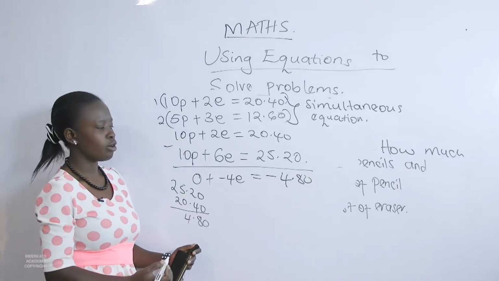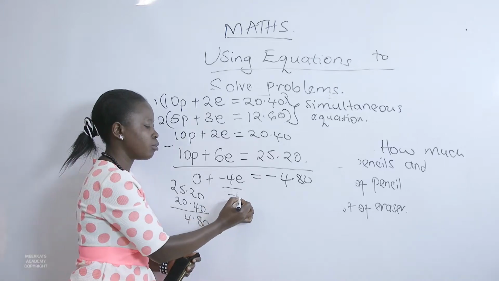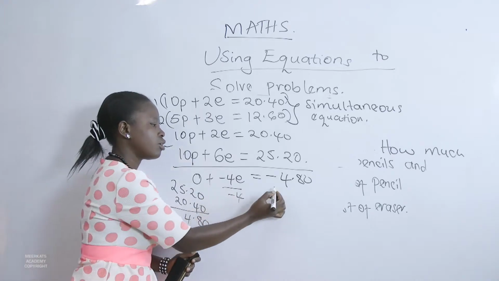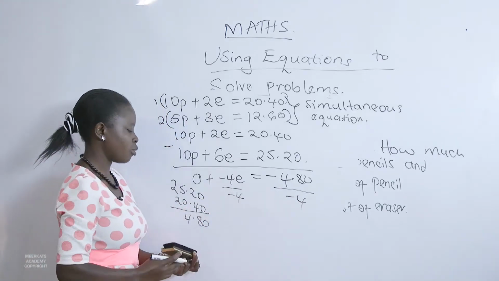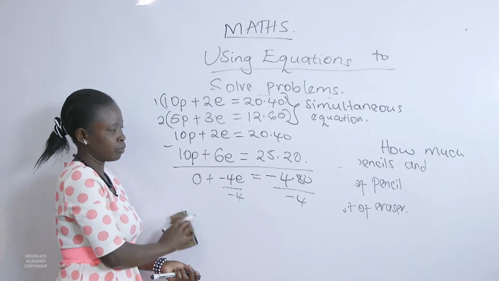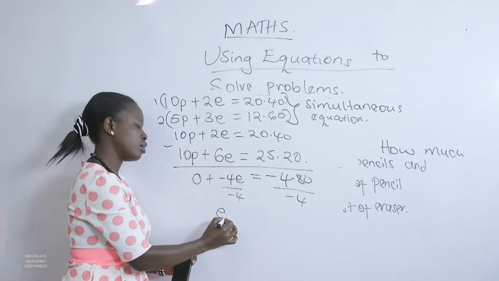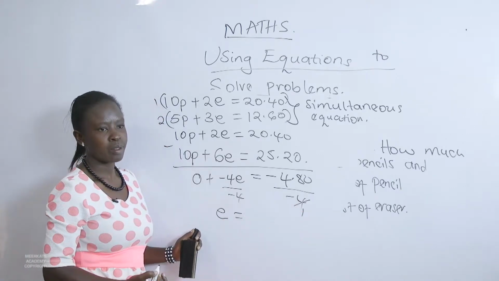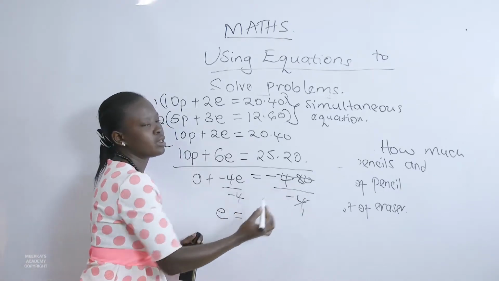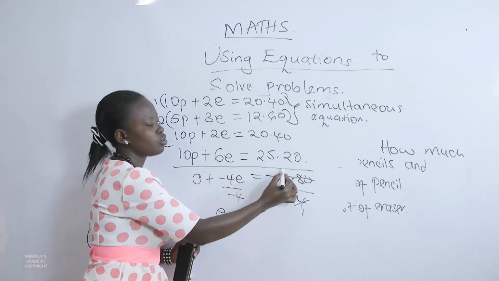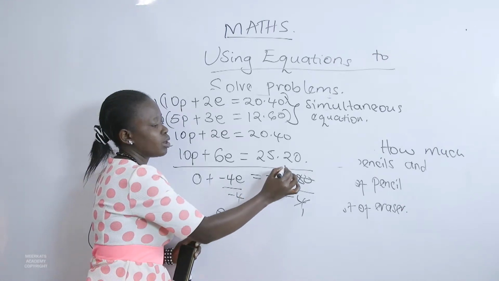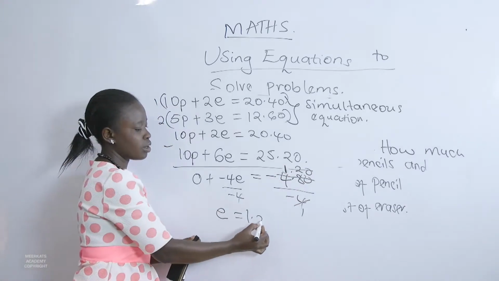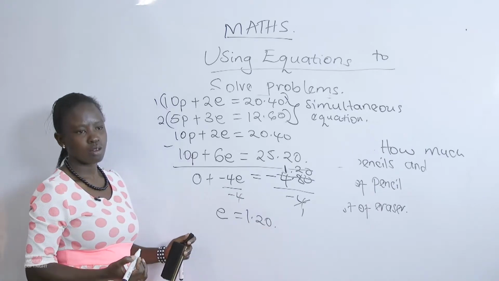Then to get the value of E, we divide both sides by negative 4. So divide by negative 4, divide by negative 4. So that E will be given by 4 into 4 once. 4 into 4.80 is 1.20. So that means the price of one eraser is 1.20.